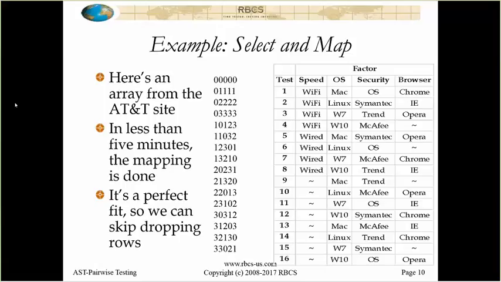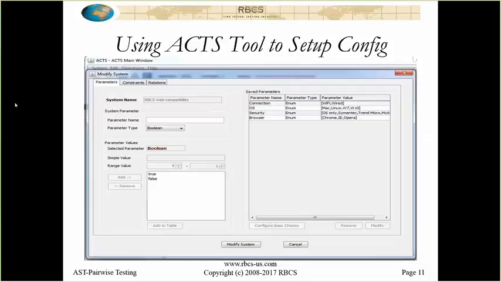Now, this is another place where the tool comes in. So if I've got the tool available from the National Institute of Standards and Technology, this ACTS tool, what I can do is very quickly go in and set up the configuration, as you see here. So the main window is there, and then I've said to modify a system. Usually this would be creating it, but I'd already created it. And so I've got a system here that I call RBCS Web Compatibility. You can see right here, that's the name I gave it when I created it.